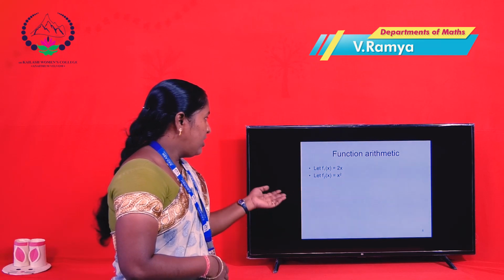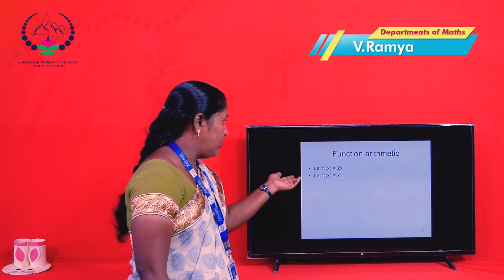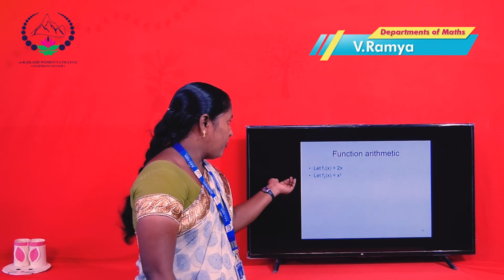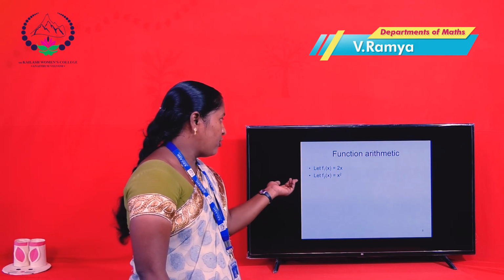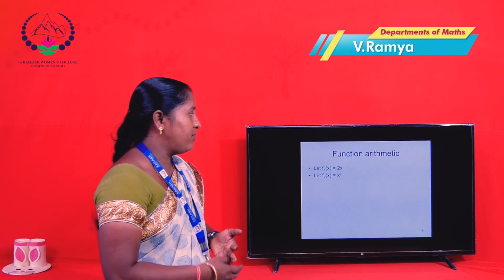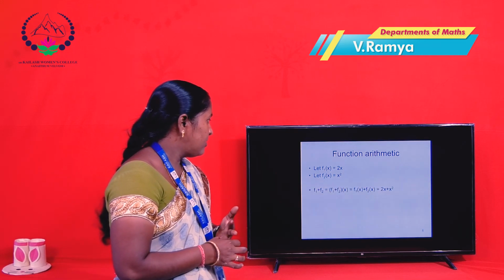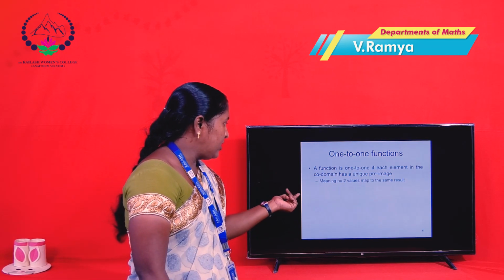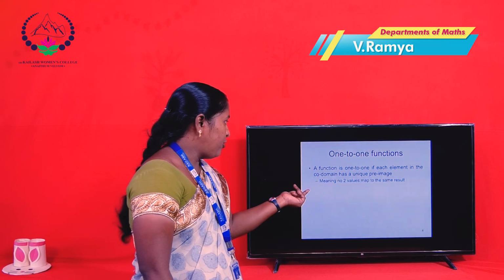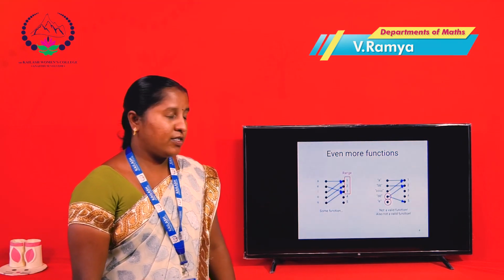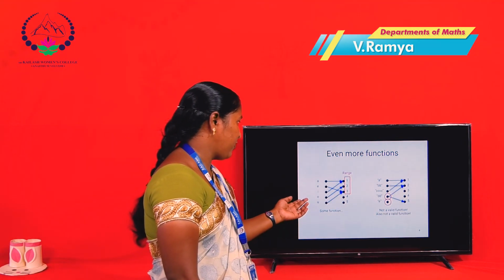function arithmetic. Let f1 of x equal 2x and f2 of x equal x squared. So we call the arithmetic of functions f1 plus f2 equal to f1 plus f2 of x. Next we show even more functions. So what is even more functions?